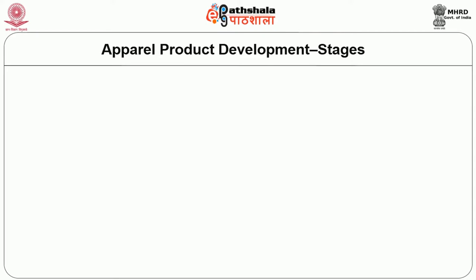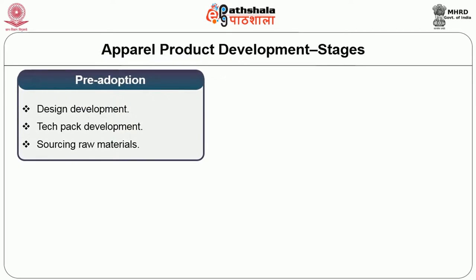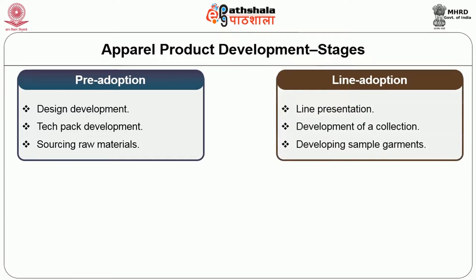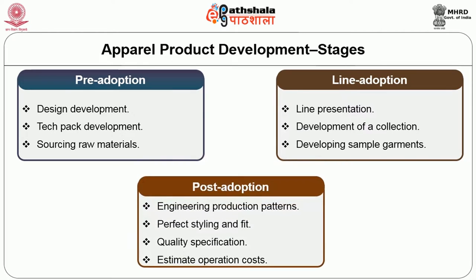And these are the three main stages of apparel product development. We have them as pre-adoption, line adoption, and post-adoption. Under each of them, we have the sub-processes which are available. Pre-adoption has the design development, tech pack development, and sourcing of raw materials. Under line adoption, we have line presentation, development of a collection, and developing sample garments. Under post-adoption, we have engineering the production pattern, perfect styling and fit, quality specifications, and estimating the operation costs.